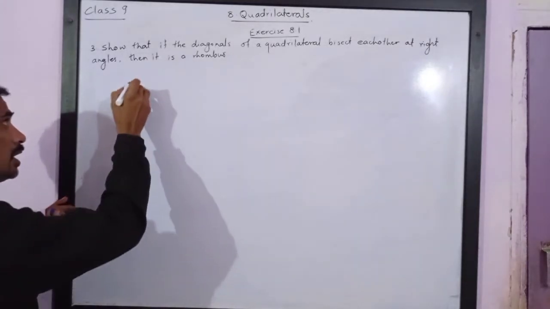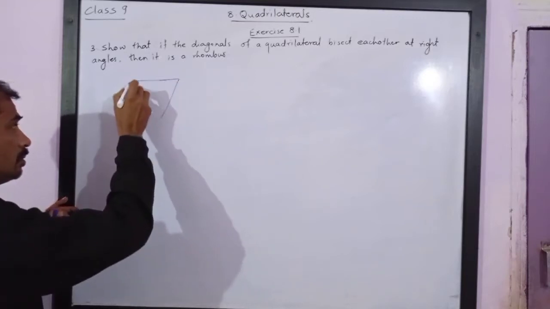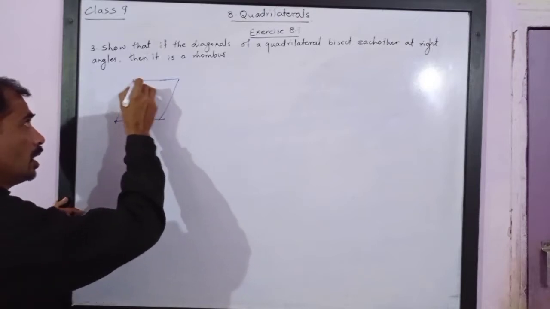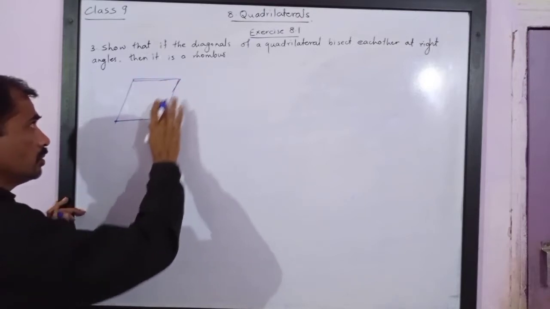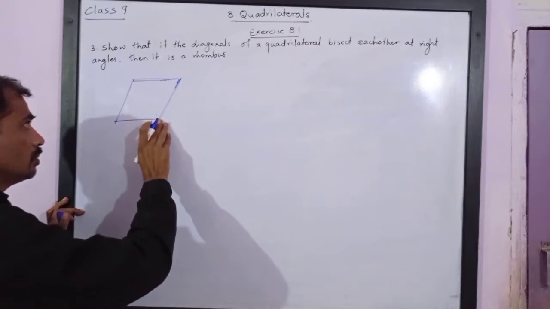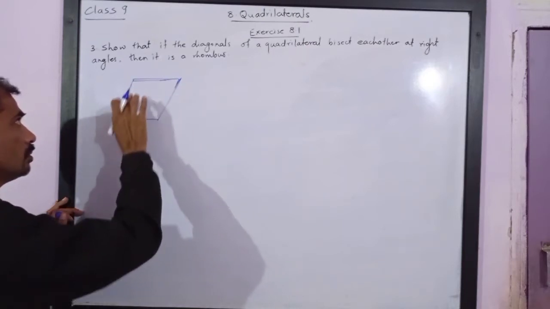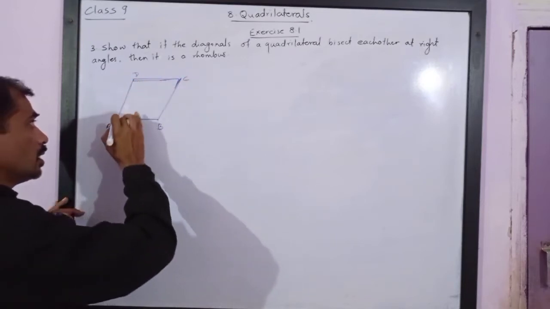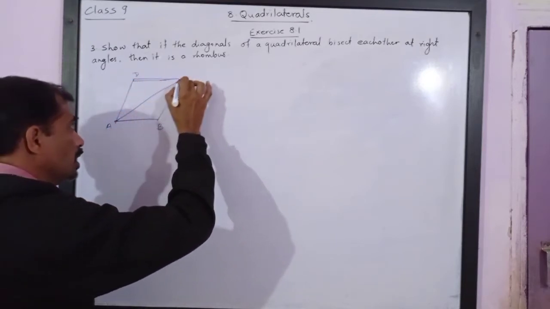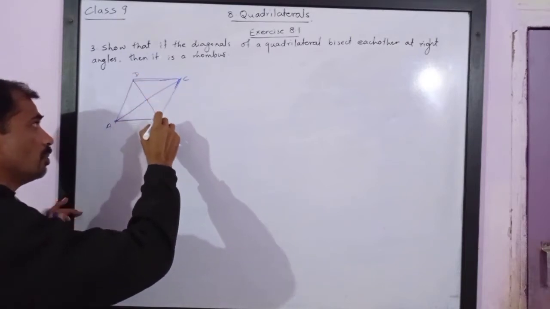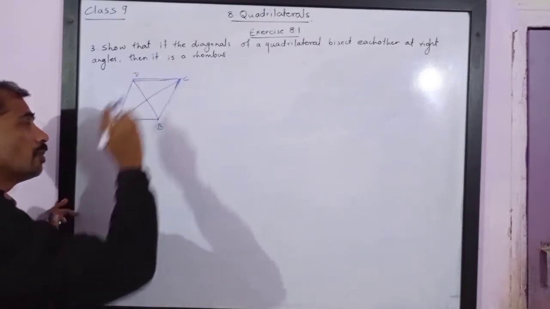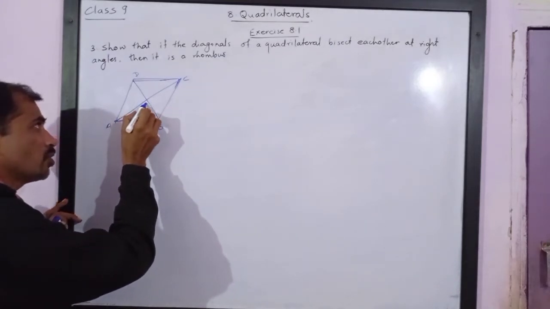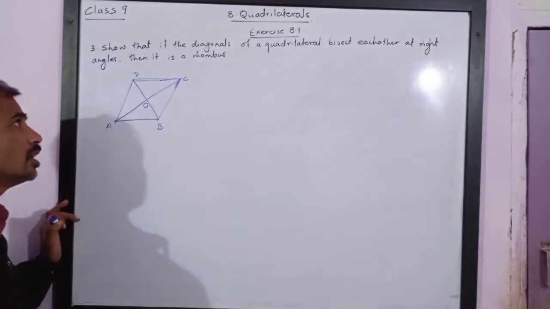We are given a quadrilateral ABCD whose diagonals bisect each other, meaning AC makes two equal parts of BD and BD makes two equal parts of AC. Let them intersect at some point. We will need this point, so we are going to name this intersection point as O.